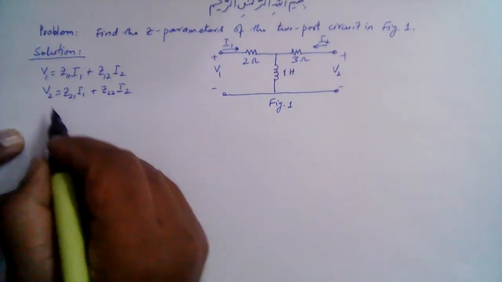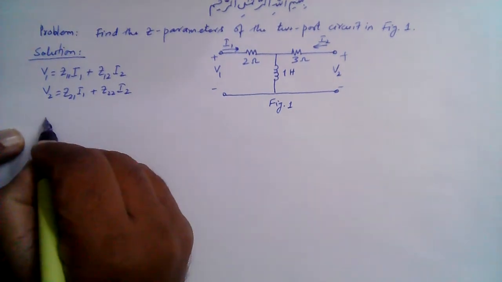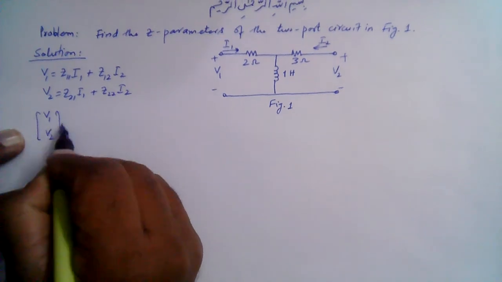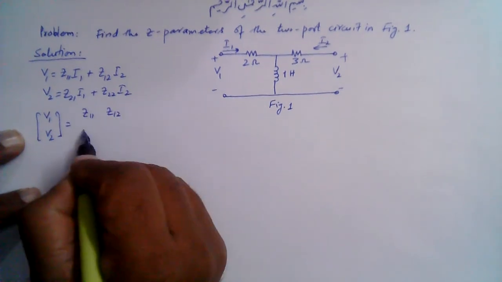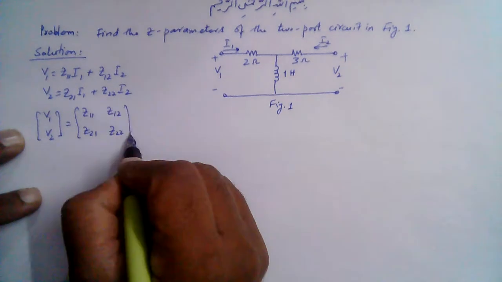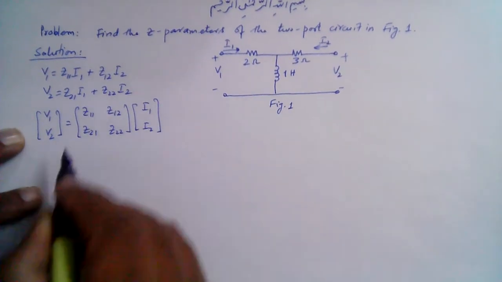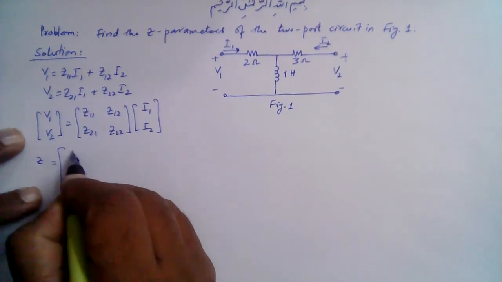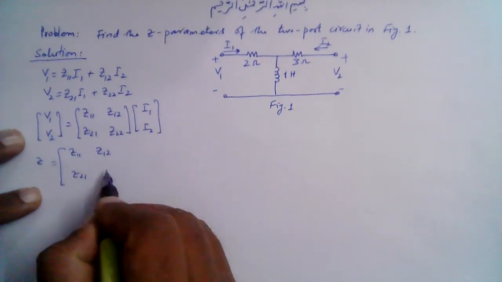So these can be written in the matrix form. For example, we can write it down like this: V1 V2 is equal to Z11 Z12 Z21 Z22 times I1 I2. So these are our Z parameters: Z11 Z12 Z21 Z22.